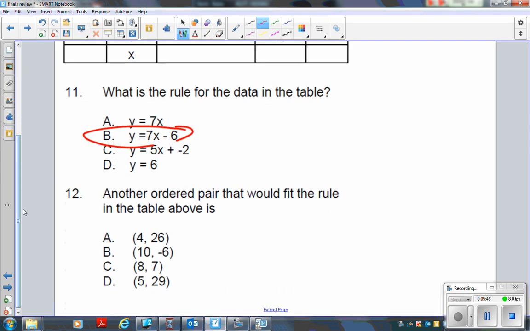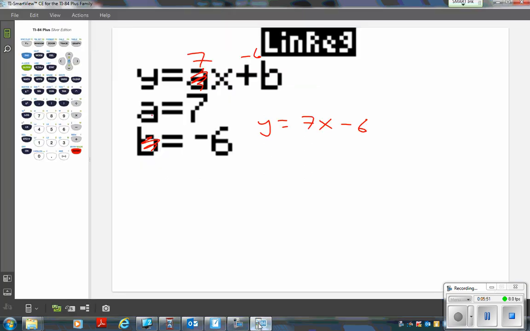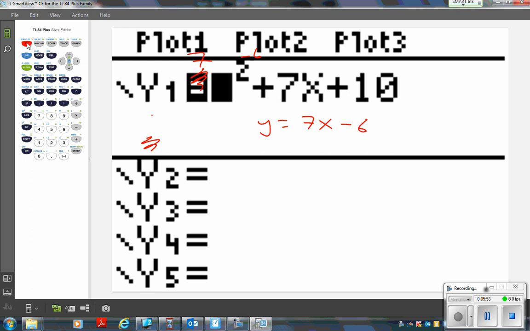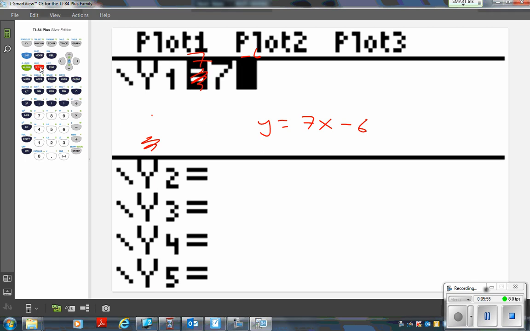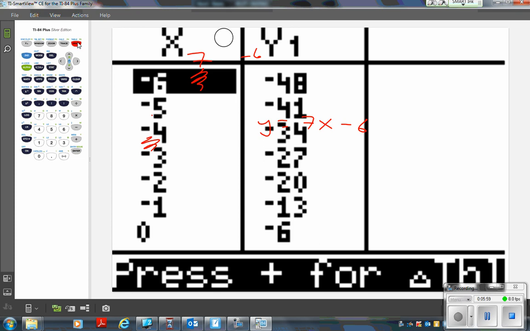Now, they asked us, which is another pair that would fit that? So let's go to the calculator and check that. We know the answer is y equals 7x minus 6. So all we have to do is take a look at the table, and we can see all kinds of numbers. We'll see if any of those numbers that they gave us are actually here.